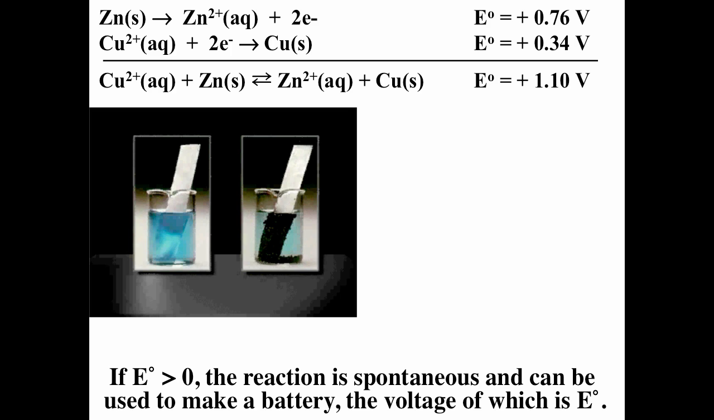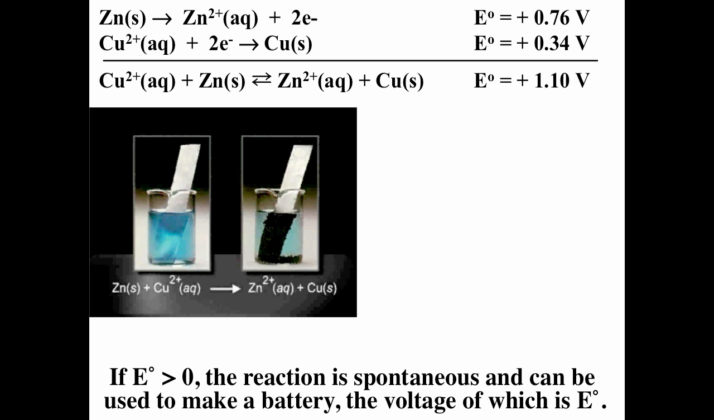Zinc atoms are oxidized to zinc 2 ions, which enter the solution. This spontaneous oxidation-reduction reaction is summarized in the chemical equation shown. And so it's really kind of cool. We determined it was spontaneous, and spontaneous means occurs without any outside intervention, and that's exactly what happens. We put the zinc into a solution of copper, and so we form zinc ions and copper metal.